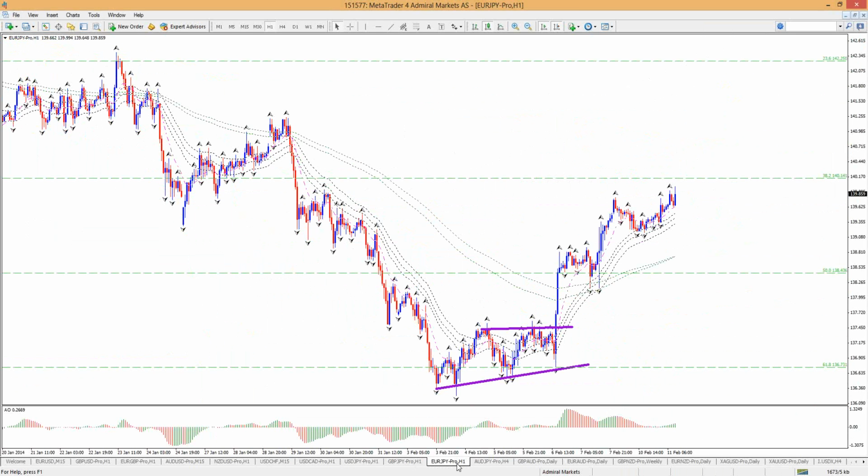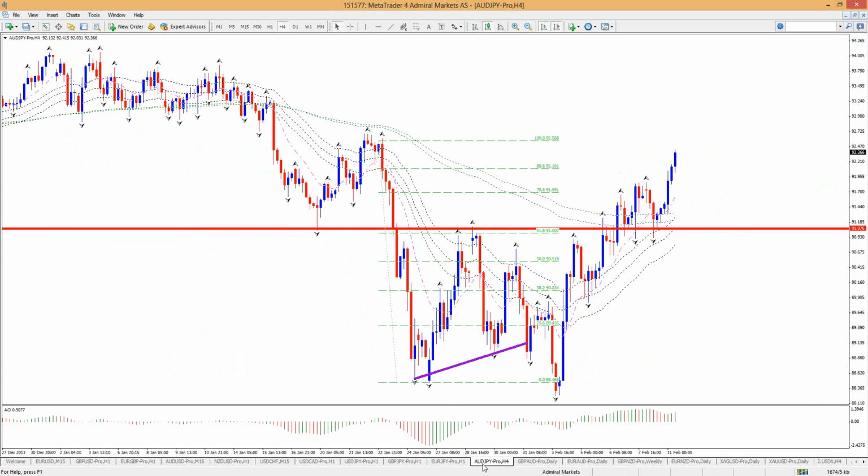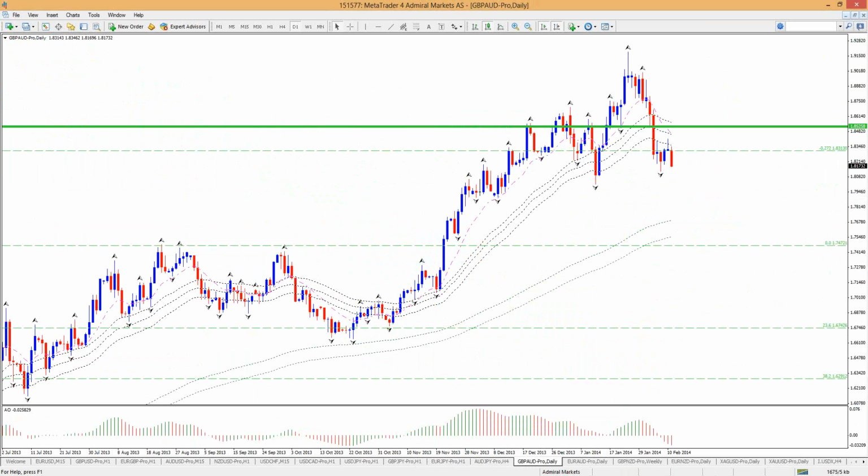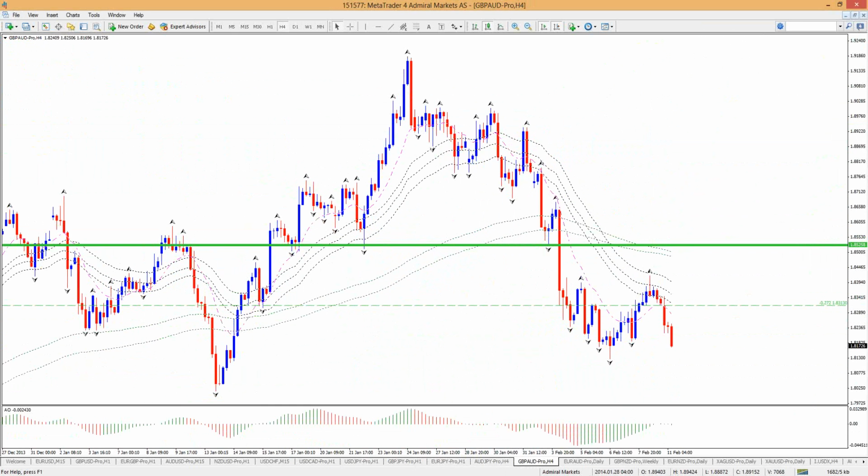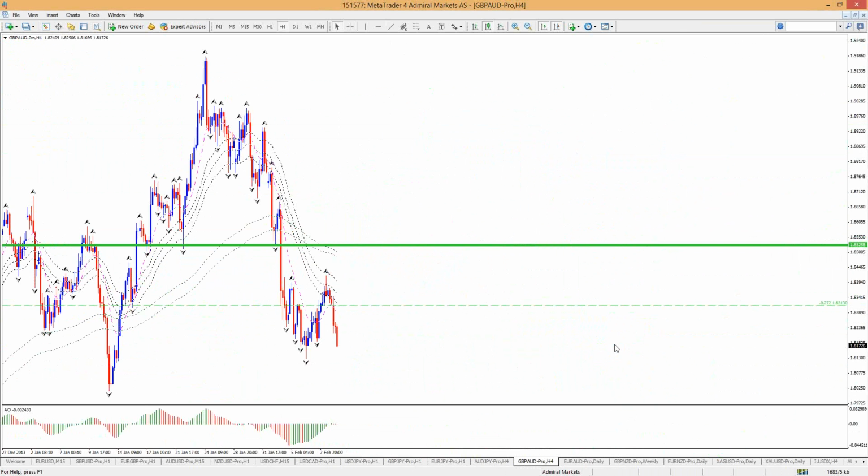So what else is going on? Euro yen breaking to the upside. Aussie yen is moving to the upside. Pound Aussie to the downside. Pound Aussie had a daily divergence, right? And the target of that could be the green band. So now that we broke below the black band, the pound Aussie could be potentially continuing in this downtrend to test that support level.